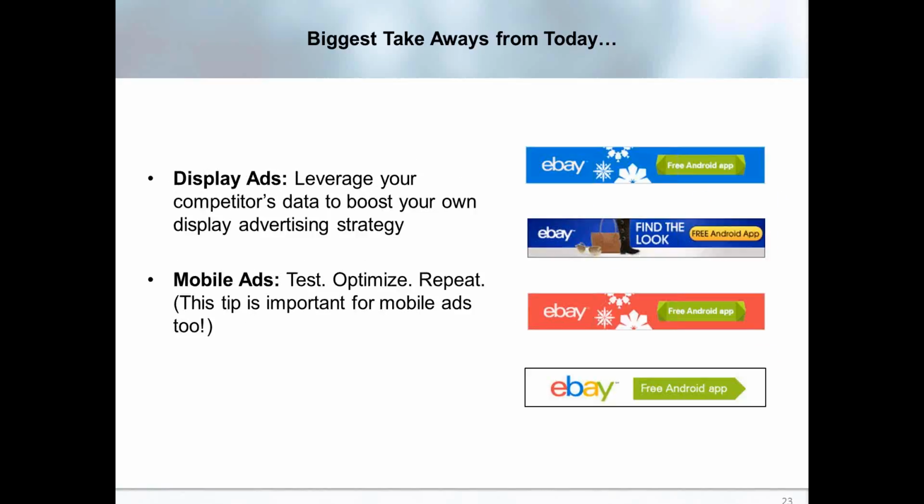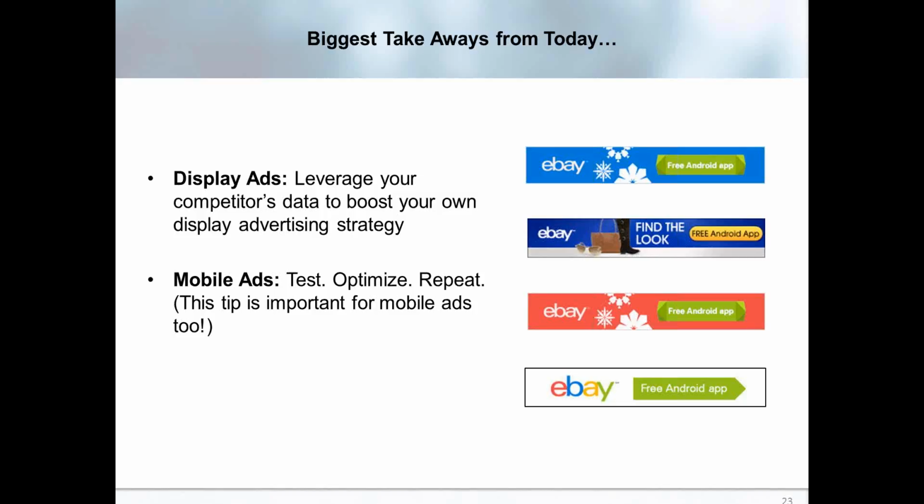Sure. So the two biggest takeaways on the display and mobile side, so for display, it's about really using your competitors' data to boost your own advertising strategy, so using it to find new places to advertise and to really limit your risk when you're testing ads. So again, it's about taking things from their ads and incorporating elements into your ads to make them perform better. So doing that will save you a ton of time and money.